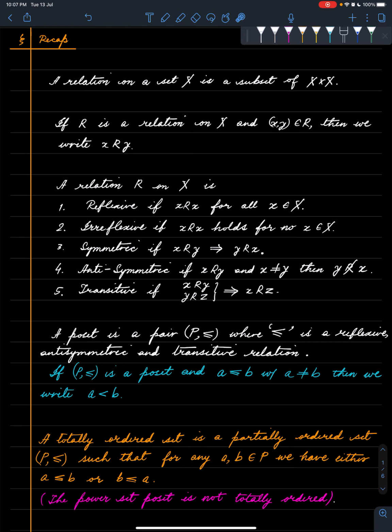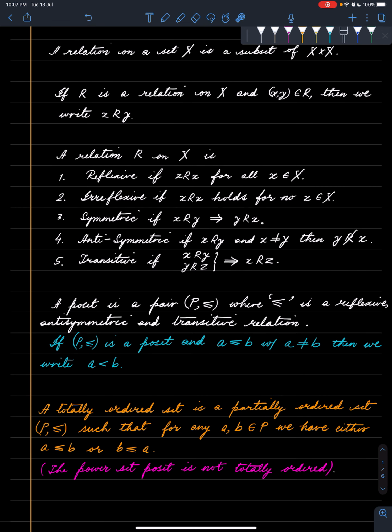So last time we defined what a relation is. A relation on a set X is merely just a subset of X cross X. This is a piece of notation that instead of writing this, we write this. And now there were these bunch of concepts about reflexivity, irreflexivity, symmetry, antisymmetry, and transitivity. I've written the definitions here. You can pause the video and look at them.